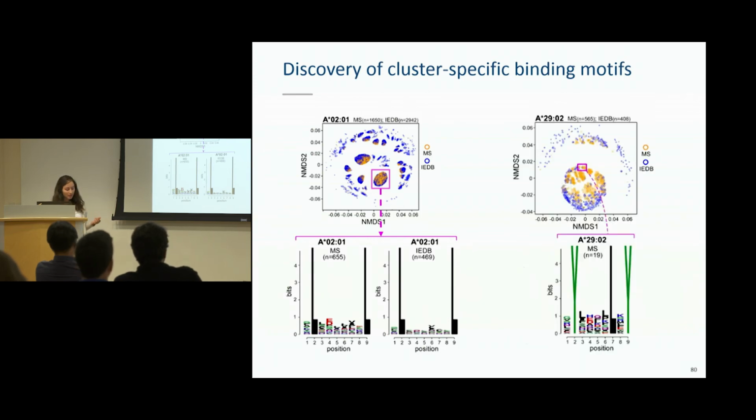But a more interesting example is this different allele 2902, where you have a smaller cluster, which is fairly well represented in the mass spec data. We have 19 peptides with that motif, but only one single peptide from the IDB with that same motif. So this is, again, to the point that mass spectrometry is an unbiased way of collecting peptides. And now we have more data to be able to interpolate that as a binding motif, whereas from IDB, you wouldn't be able to do that because you just don't have enough support for that cluster.